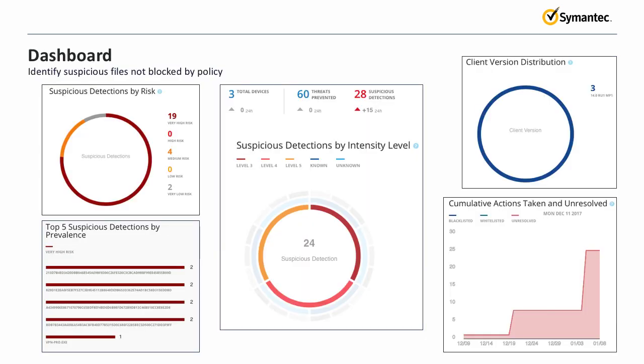The Dashboard page provides system administrators with a snapshot view of suspicious detections by intensity level, risk categories, and prevalence, as well as a client version distribution and cumulative actions taken and unresolved within their environment. Graph data is actionable from the Dashboard page. Simply select an area of concern to view further details or to initiate remediation actions. You can use the dashboard to check the results of policy log settings and tune the policy settings if necessary.